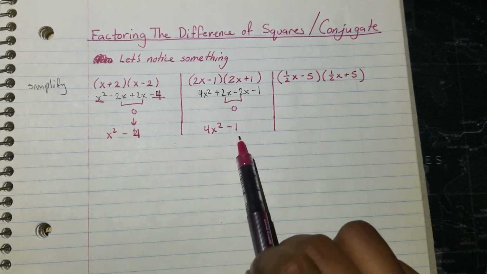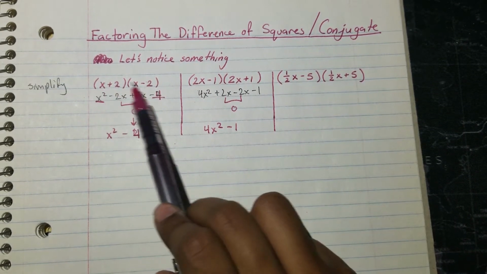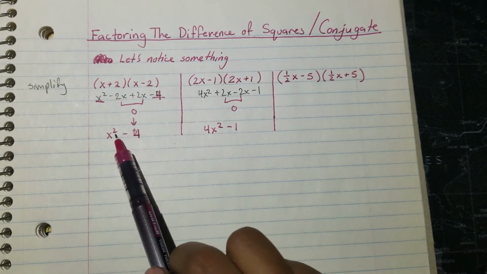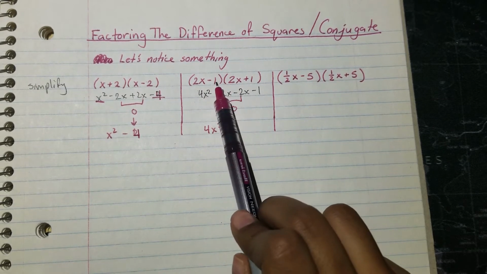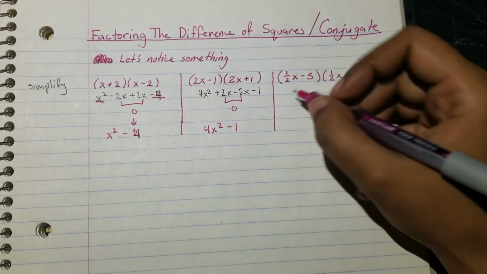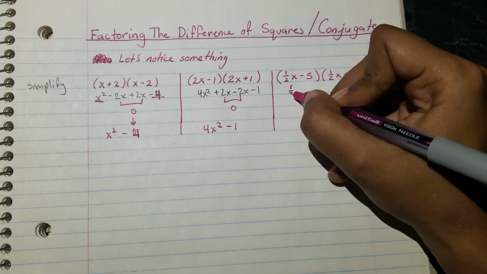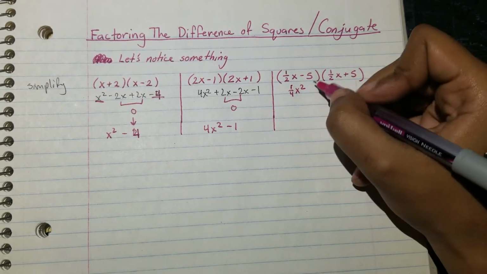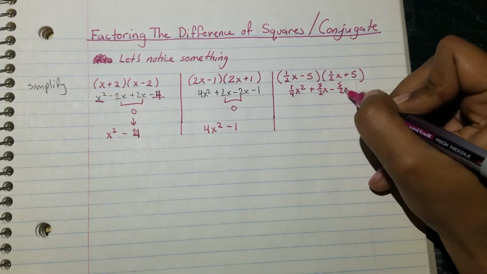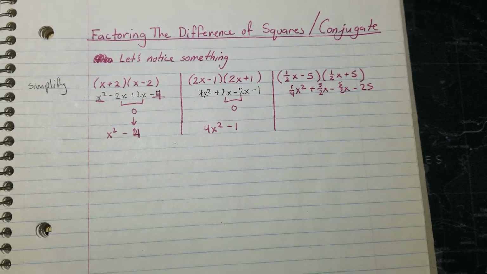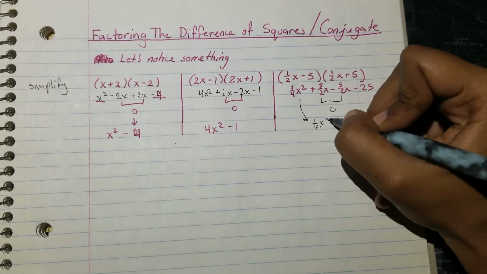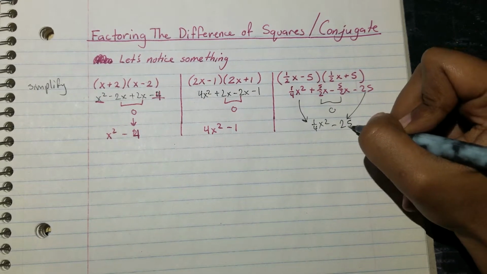Same thing, there seems to be a pattern where if we have factors where the terms are the same on the inside, but the middle signs are opposite, we're going to end up with 2 terms. So the same result should happen here. 1/2 times 1/2, that's 1/4 x squared. Then we have a half times 5, that's positive 5 over 2x, negative 5 over 2x, and then negative 25. Again, these middle terms are canceling out, so we end up with 1/4 x squared minus 25.